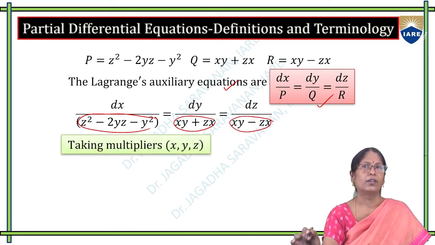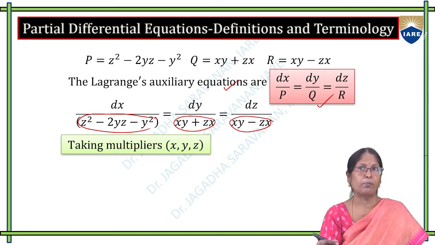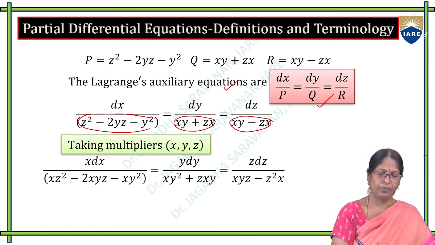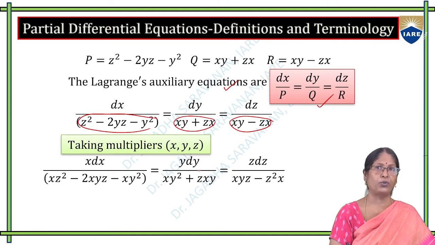Multipliers. Already we discussed the method of grouping. Here I have taken x, y, z as multipliers. On what basis have we taken them? Why specifically x, y, z, and why not x square, y square, z square, or x cube, y cube? Anything we can take. What is the terminology connected to our multipliers? That we will discuss now: how we have to do the multiplication.